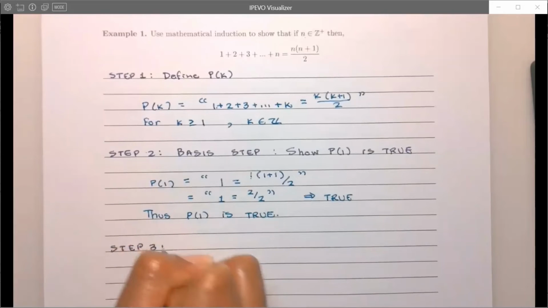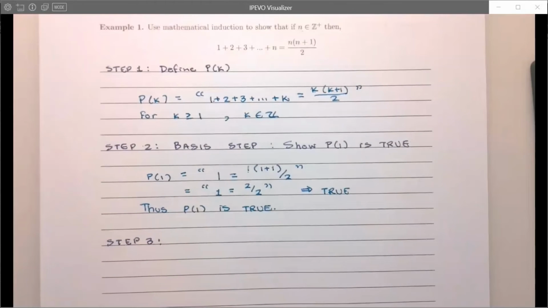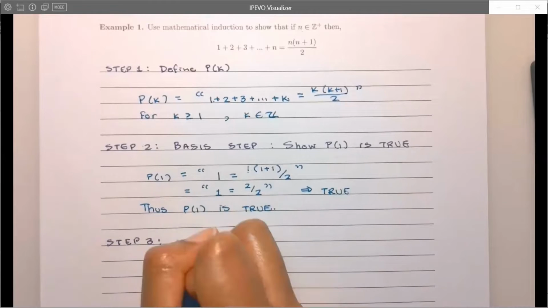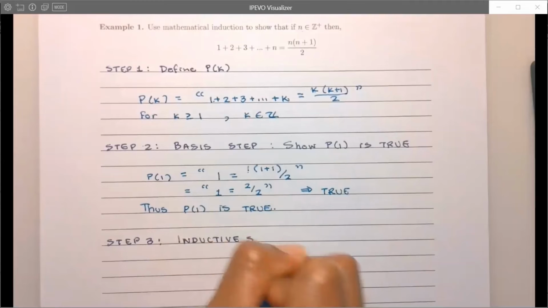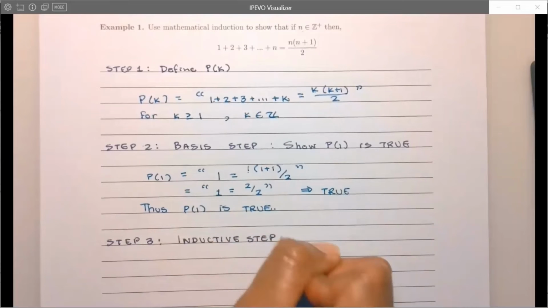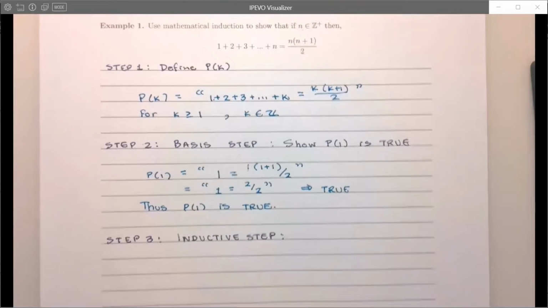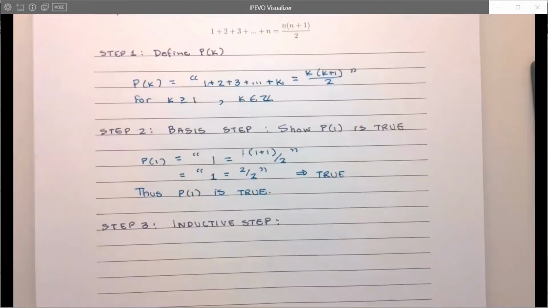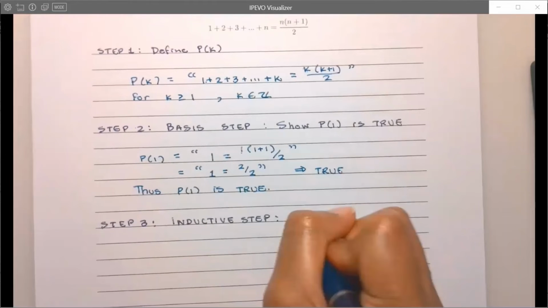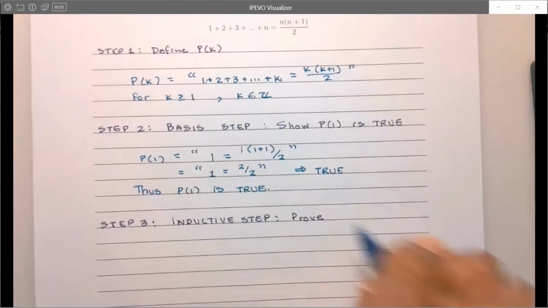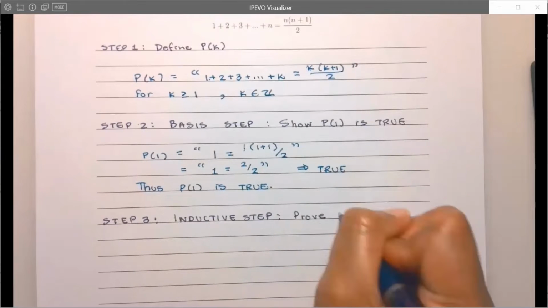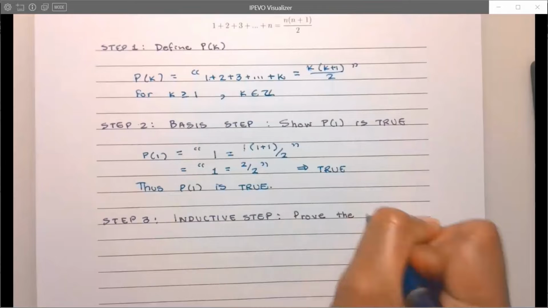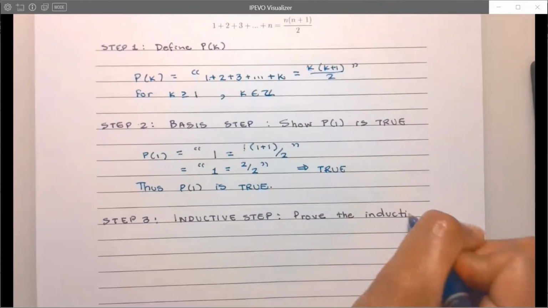Okay, what's the next step? Well, the next step is to prove the inductive step, or the inductive hypothesis. Okay, so the inductive hypothesis is that if P of K is true, then P of K plus 1 will be true. Okay, so prove the inductive hypothesis.